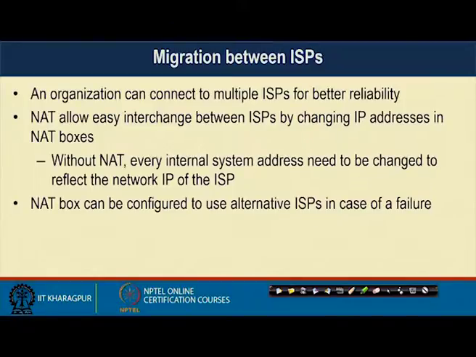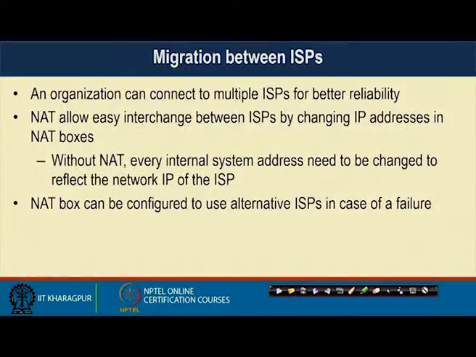So, whenever you are changing the ISP, your public IP address pool changes, but for the internal machines you do not need to reconfigure the IP addresses of all the machines inside IIT Kharagpur. They have their fixed private IP addresses, and only a mapping is done to the corresponding ISP address to which the NAT box, which is working like a gateway, is currently connected. Without NAT, every internal system address would need to be changed to reflect the network IP of the ISP, but here you do not require that. The NAT box will take care of that. So, you do not need to make a change in the internal machines.